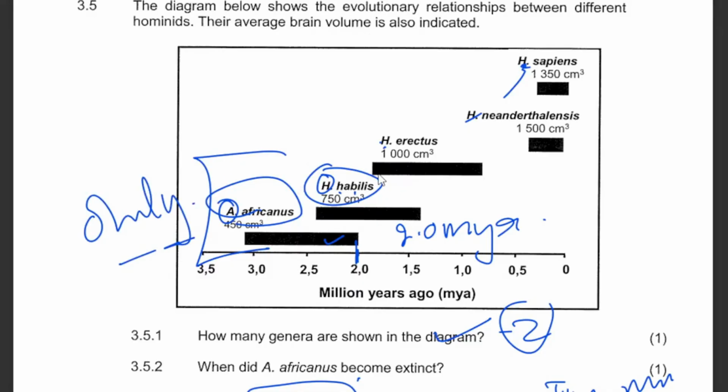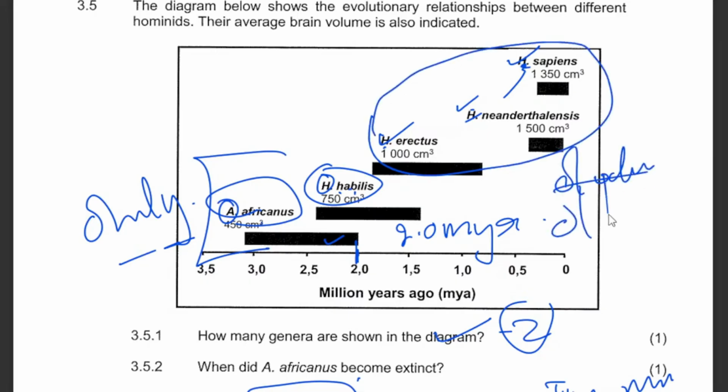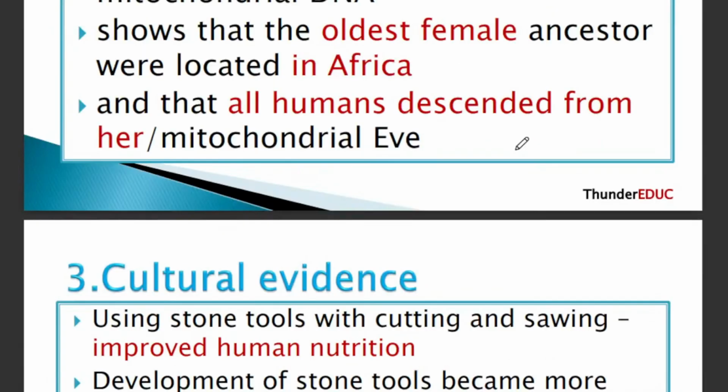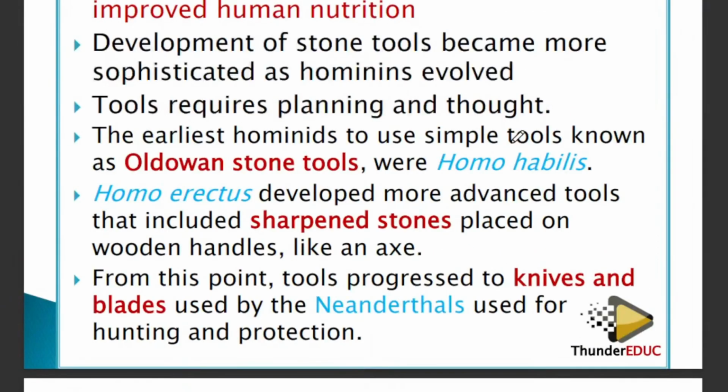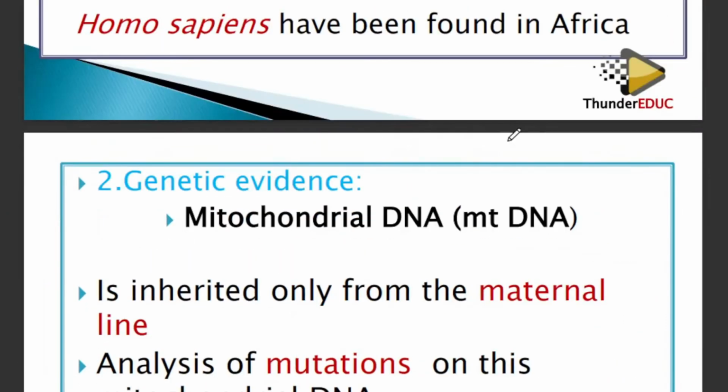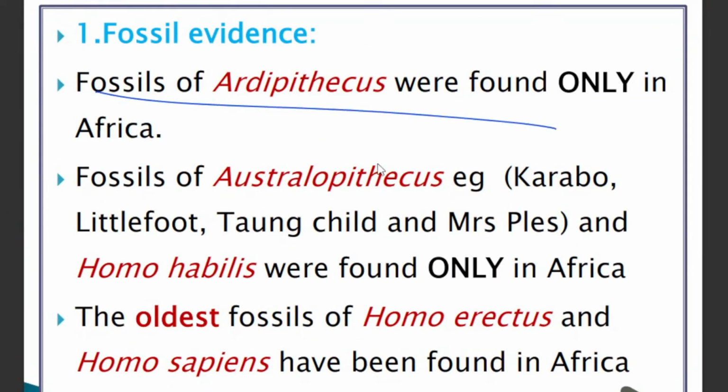And then here, Australopithecus africanus species only in South Africa. And then Homo erectus, Homo neanderthalensis and Homo sapiens, the oldest was discovered in Africa. This is what I'm trying to say. Based on the question, they only want, you see, this Ardipithecus, they didn't talk about it. They started from here. Australopithecus africanus and Homo habilis only found in Africa. And then the oldest fossil of Homo erectus and Homo sapiens were found in Africa.